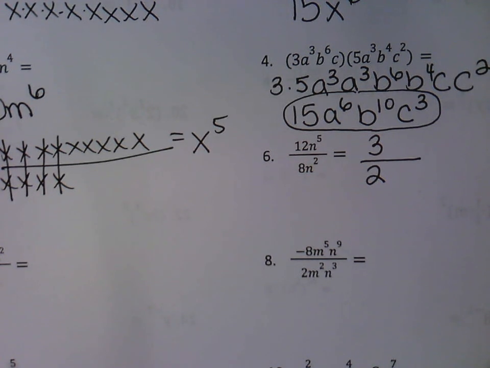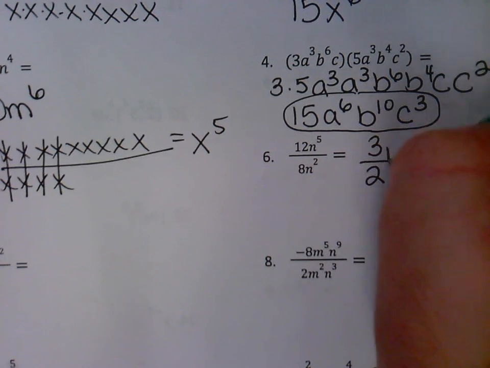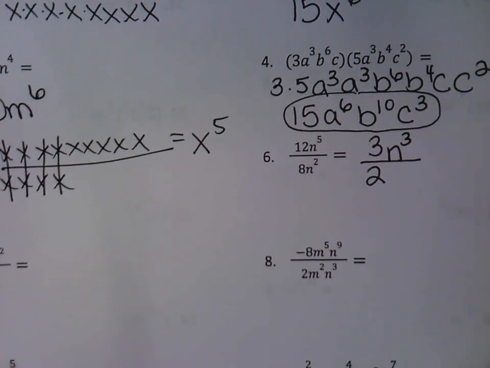Now, n cubed is going to be located in the numerator because I have more n's in the numerator than in the denominator. Two of them cancel, and I'm left with 3 over 2 n cubed.